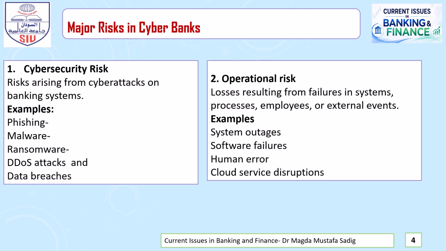The second one is operational risk. Operational risk arises from failure in people, systems, internal processes, and external events. Examples include system failures, employee mistakes, cloud outages, and software failures.